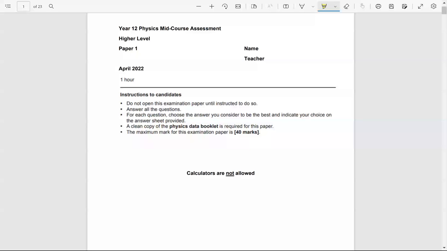So this is paper 1 of the higher level year 12 mid-course 2022. Calculators are not allowed in paper 1, so just bear in mind that when you are using g, which is normally 9.81, you're expected to use 10 for ease of calculations.